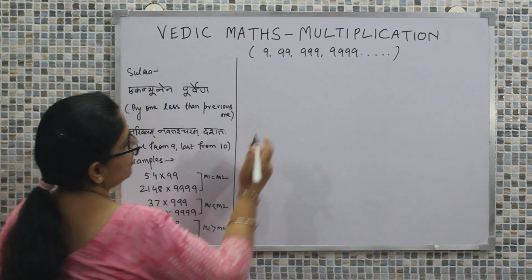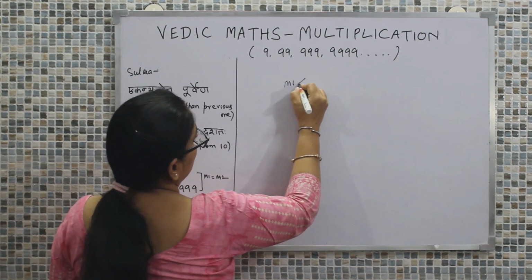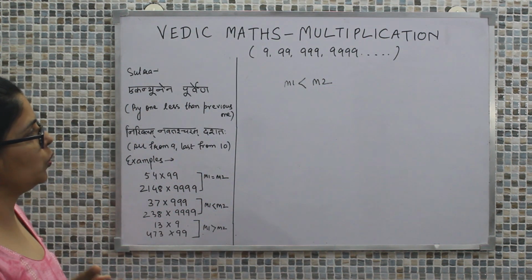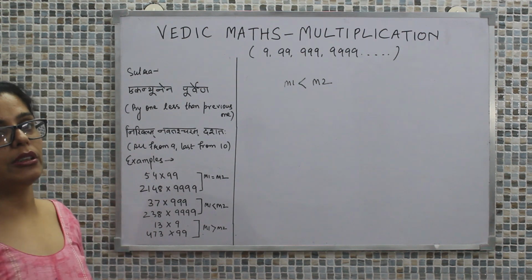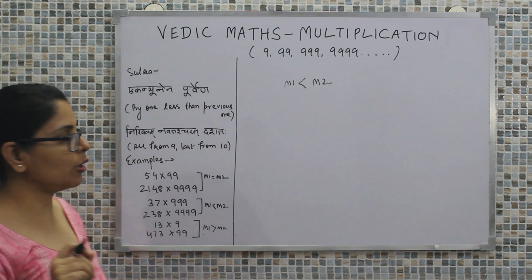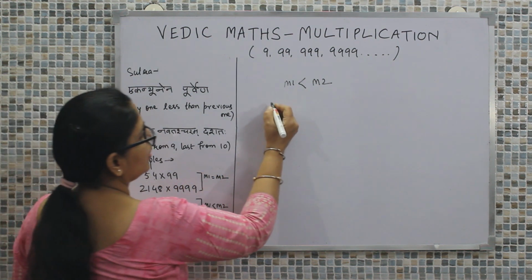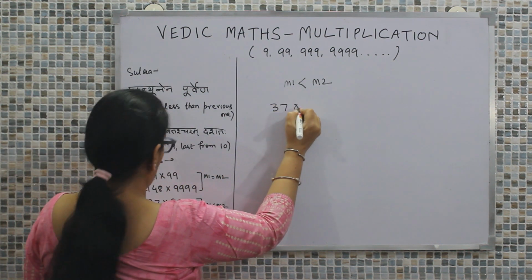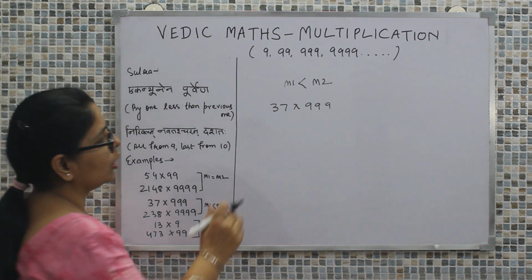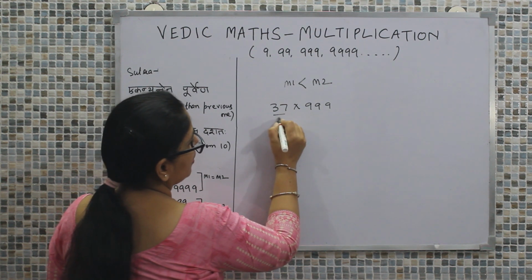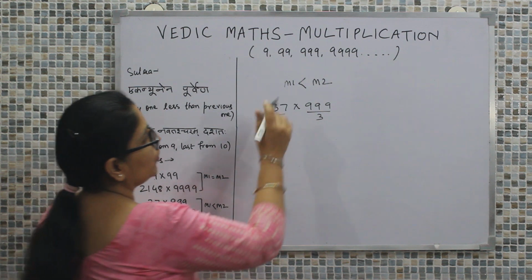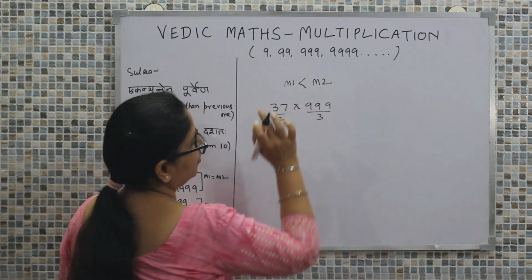What the second case says, M1 is less than M2. And what is the sense of M1 is less than M2? It means that the number of digits in the first multiplier is less than the number of digits in the second multiplier. Now let's take the example 37 into 999. The number of digits in the first multiplier is 2 and in the second multiplier is 3. So we have the case M1 is less than M2.